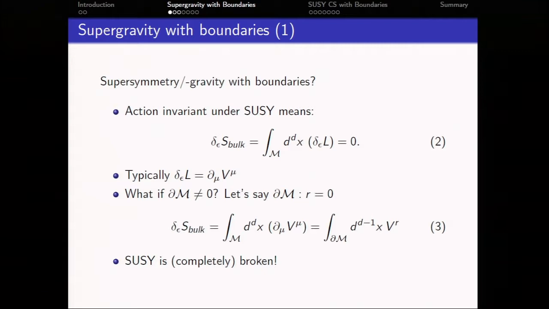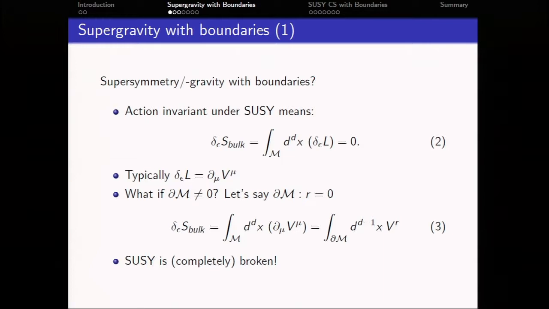I'm going to talk to you about actions. Usually when we say an action is invariant under symmetries, we say that the variation of this action is just zero. However, usually the Lagrangian changes by a total derivative. So if we have a boundary, this total derivative will turn into a boundary term, a surface term. In my talk, I'll use this symbol to denote the boundary. Let's say there's a coordinate r, and the boundary is at r equals 0. You can think of this in terms of holography, but not necessarily.